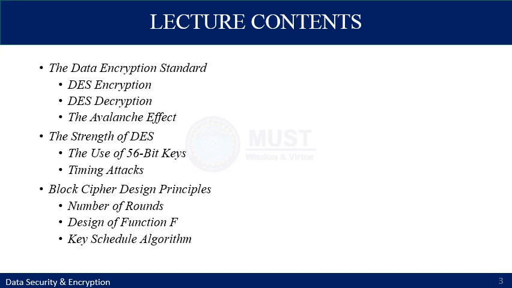So at the end of this lecture you should be able to present an overview of the data encryption standard, the most widely used algorithm in the data security and encryption. And you should be able to explain the concepts of avalanche effect, and you should be able to discuss the strengths of data encryption standards, and finally you should summarize the principal block cipher design principles.